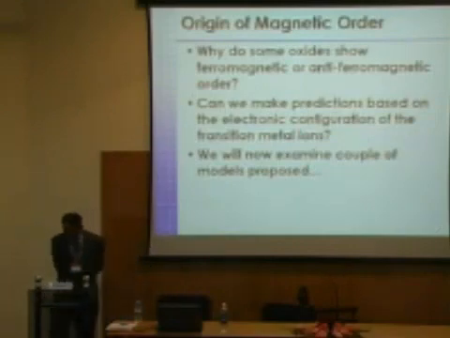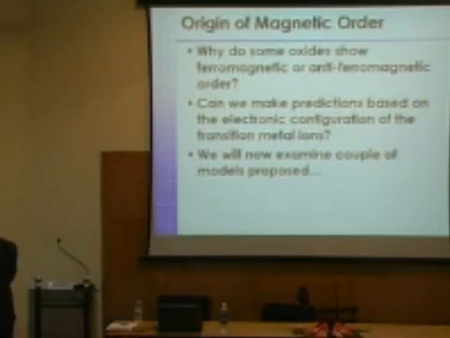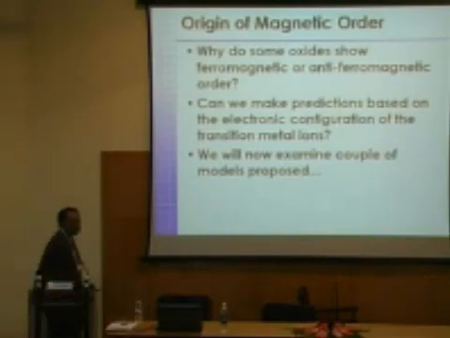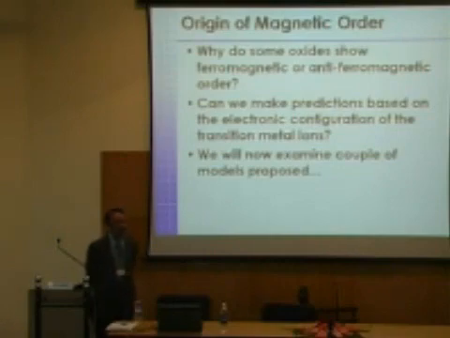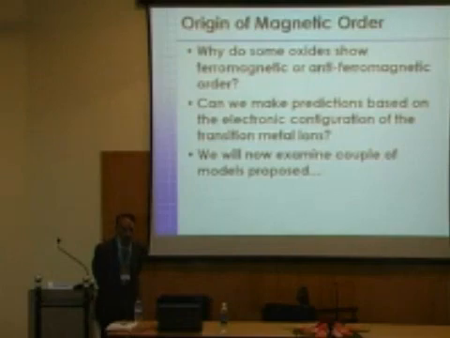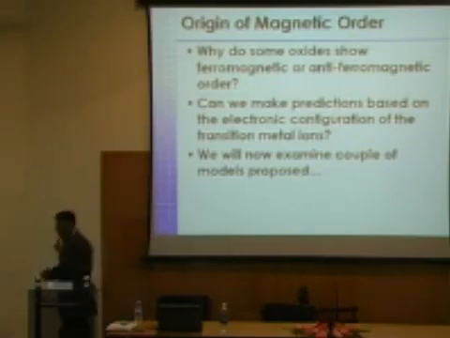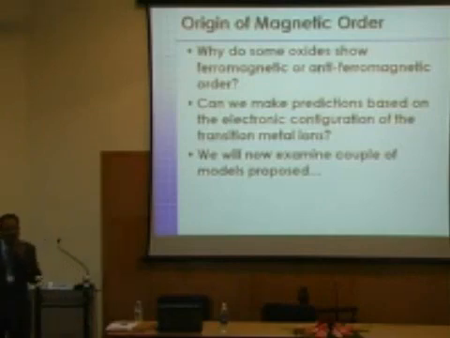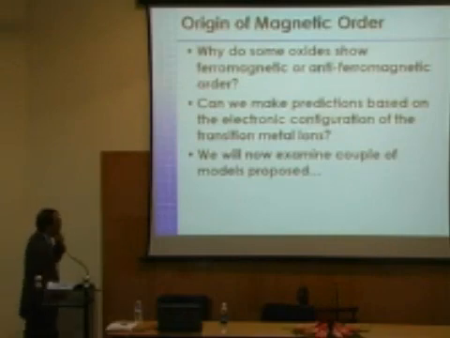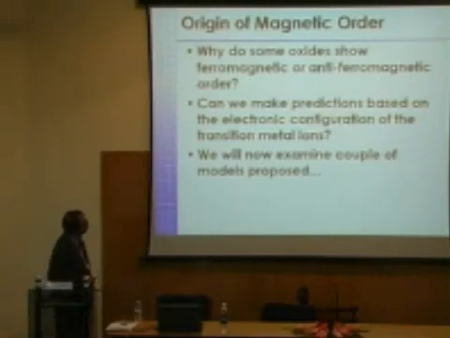Okay, now the question is, I still did not answer why some compounds show ferromagnetism and some show antiferromagnetism. Can we predict? Given the structure, if I know the crystal structure of the material, how the atoms are arranged, what is the angle between the atoms, and if I know the distance between the atoms, can I think of a qualitative model that will perhaps help me predict whether it is ferro or antiferro? That's what I'm going to talk about in the next couple of slides.